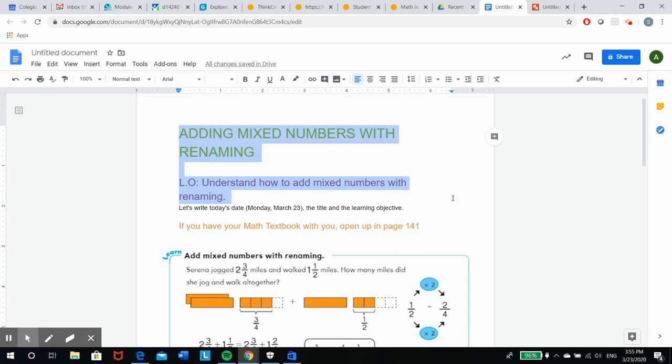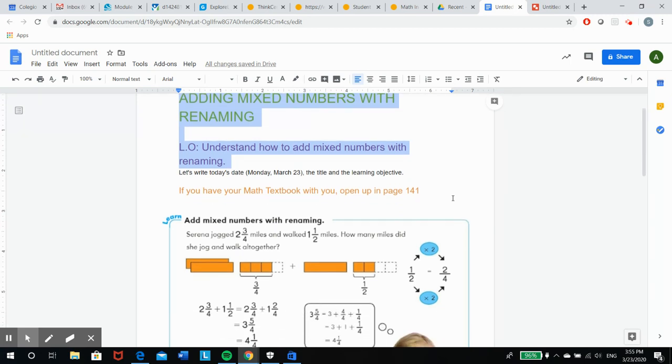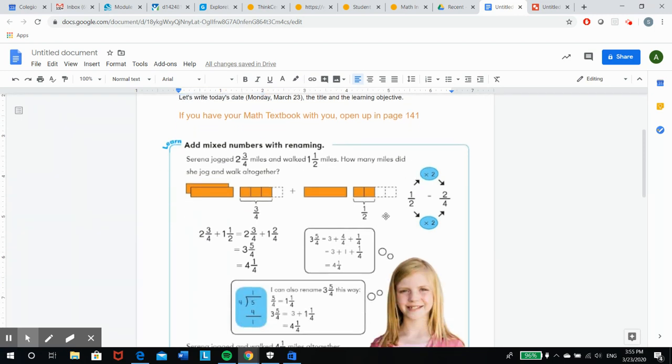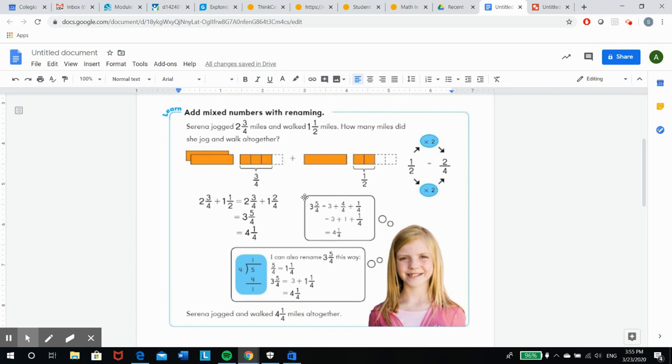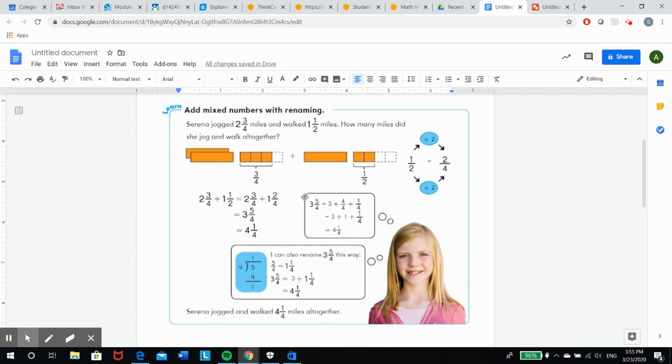If you have your math textbook with you, you can also open up page 141, which is going to be exactly the same picture that I have here. We have a word problem here. It says, Serena jogged 2 3/4 miles and walked 1 1/2 miles. How many miles did she jog and walk altogether? The word altogether here is telling me that I would have to add.